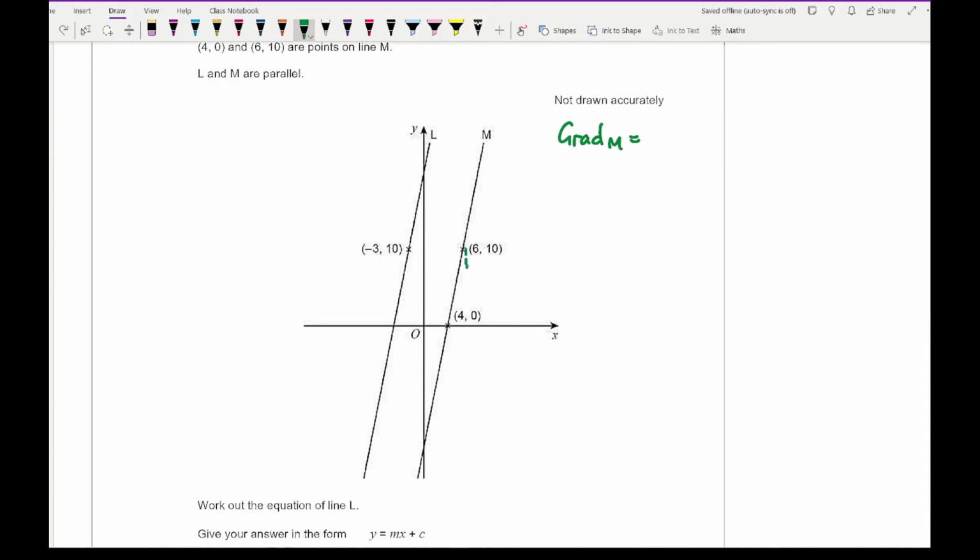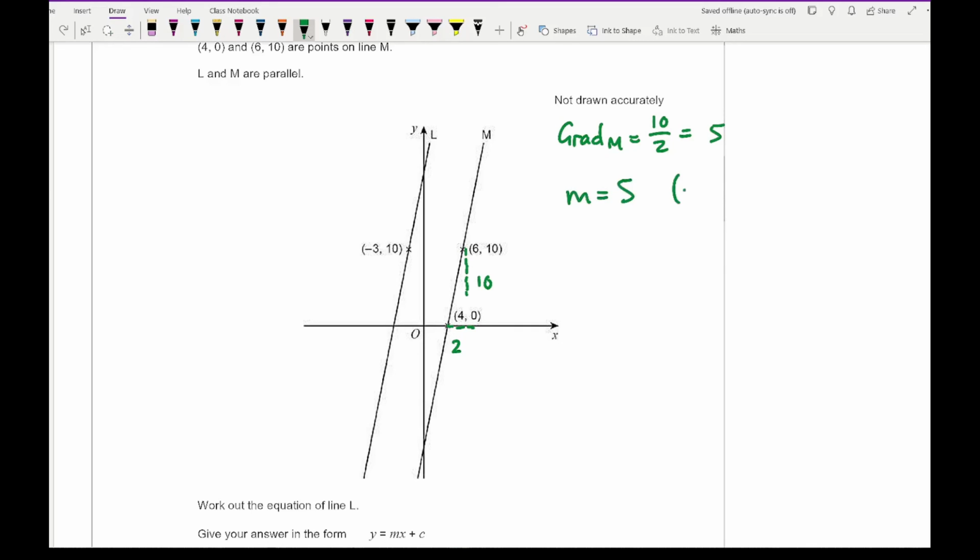So turning that into a triangle or using these two coordinates, again it's entirely up to you, we should see that the height of that triangle is 10. The difference between the x-ordinates is 2, so the gradient then is going to be 10 over 2, which is positive 5. So then the gradient of L is going to be 5 as well.